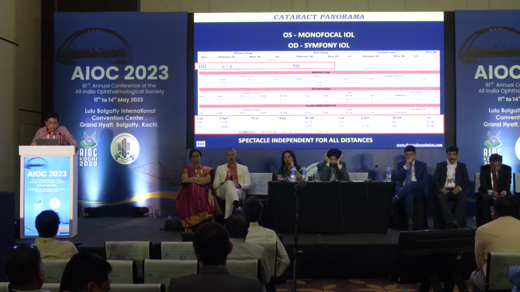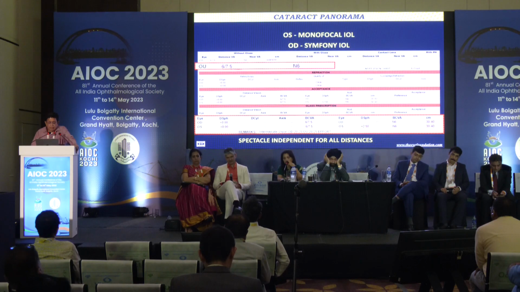I'm not showing you the surgical procedure, nothing very different. As you can see over here, the right eye with a Symphony, in spite of all its deficiencies as far as near vision is concerned, ends up with N6 near vision, and the patient was extremely happy. She didn't want anything done for the second eye, and her visual requirements, she was not an office goer, were taken care of.